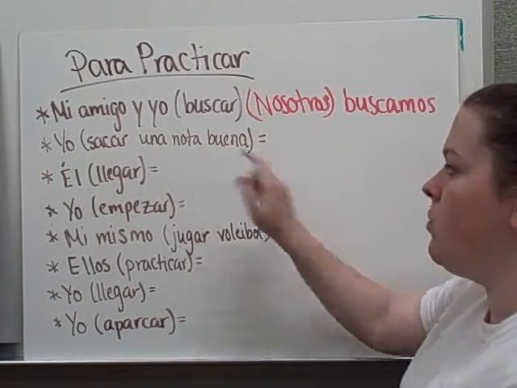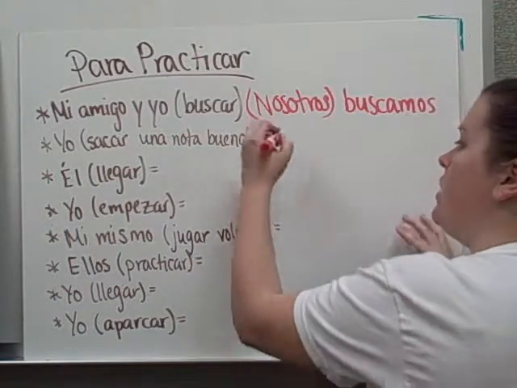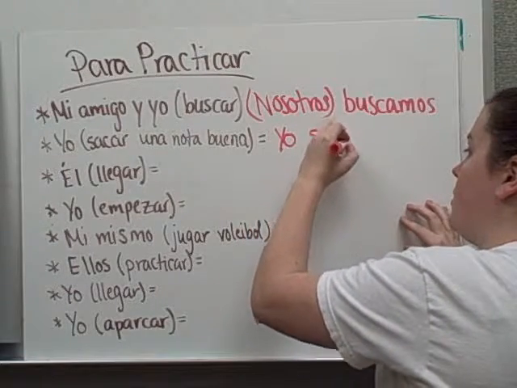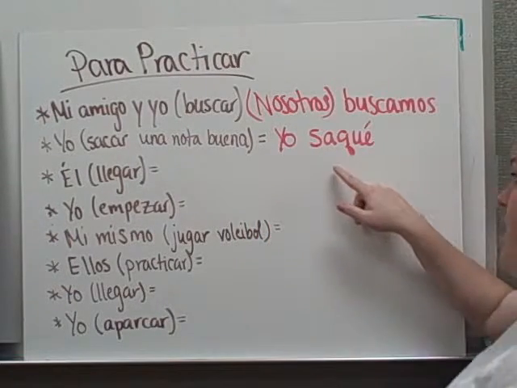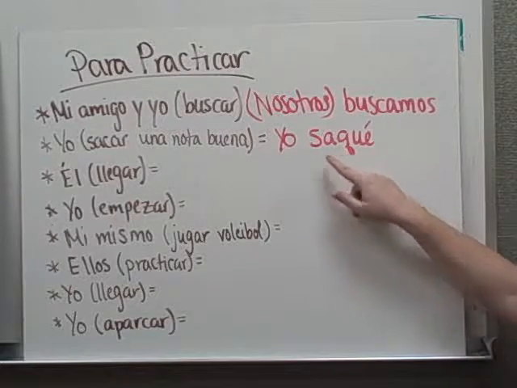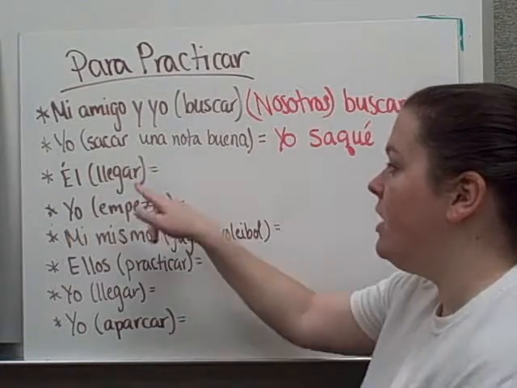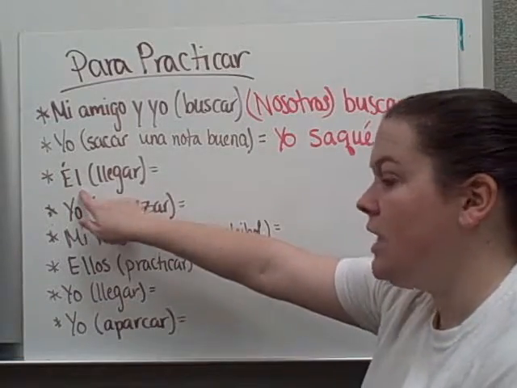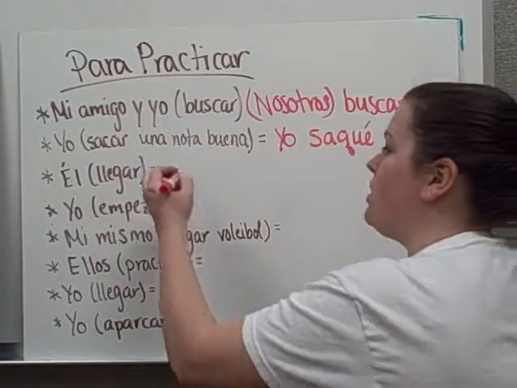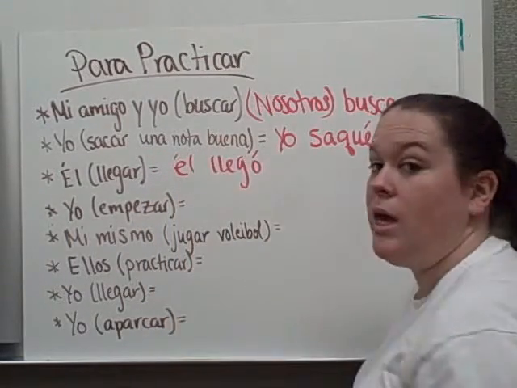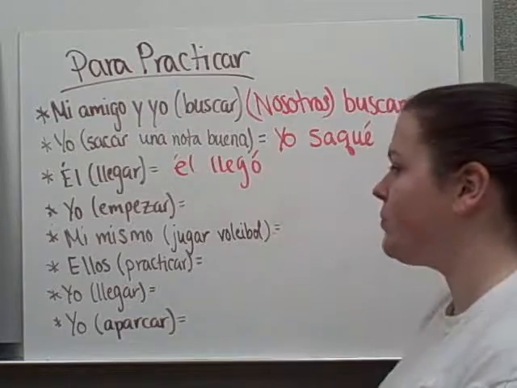Yo saqué la nota buena. I got a good grade. Since the subject is yo, I take off the car and replace it with qué, car to qué, saqué. In this one, él llegar, he arrived. He is not yo, so it's going to be treated just like a normal verb. Él llegó, accent on the O.